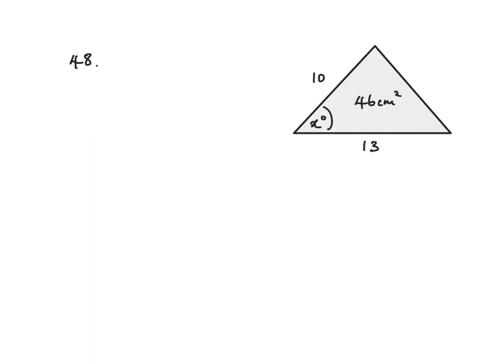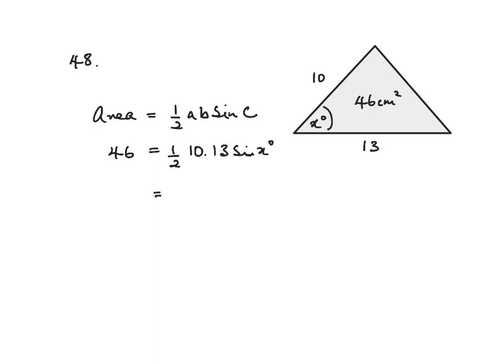So we're given the area of the triangle. We've got 2 of the sides, we're trying to find the angle. Area is a half ab sine C. So 46 equals 1/2 of 10 times 13 sine of x degrees. Half of 10 is 5, 5 times 13 is 65. I'm going to divide by 65 and then shift sine.